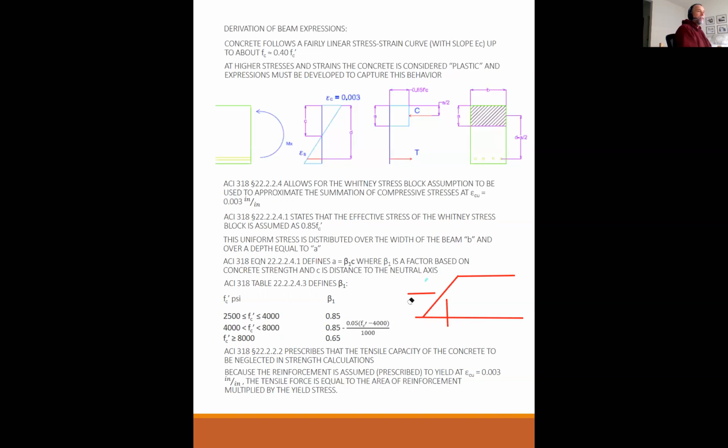Now that's going to get a little more complicated when we start talking about compressive steel. Steel at the top of the beam that's in compression, that's not going to necessarily be true. But for steel in tension, the main flexural steel in tension, that will always be true. So in equation form, T, the tensile force, is equal to the area of steel times the steel's yield stress.